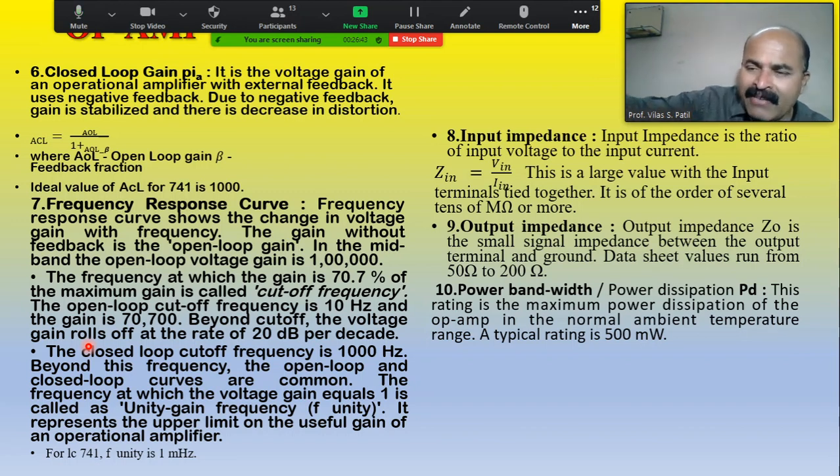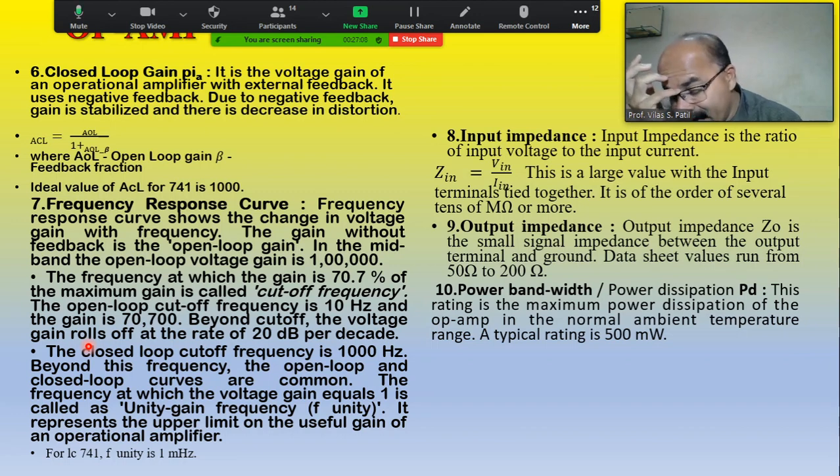Just take it as a reminder and fix this figure in your brain, because in some objective question it may be asked what the power dissipation of the differential amplifier or operational amplifier is. Typically the rating is about 500 milliwatt, not megahertz. It is measured in milliwatt.